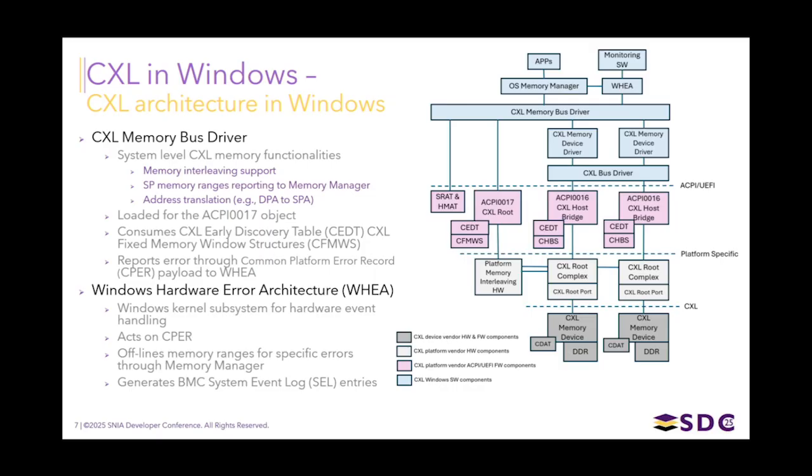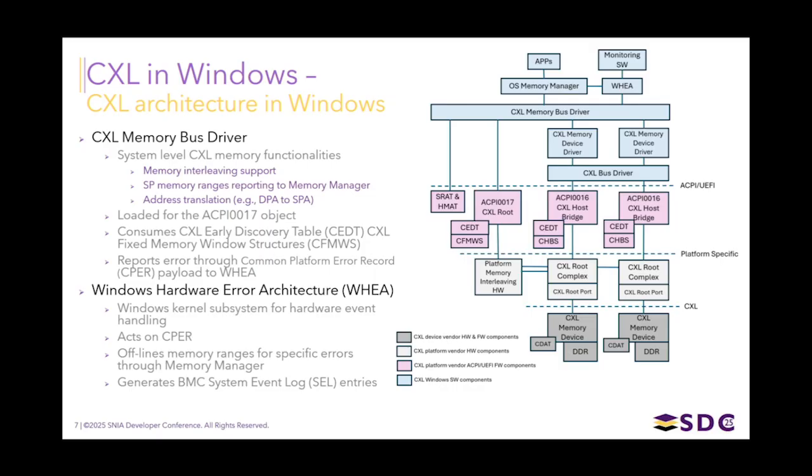It handles our device physical address, DPA, to system physical address, SPA, translation. So anytime we get memory-level events from the device that have a DPA associated with them, this memory bus driver is going to be the one that translates that into a system physical address that the rest of the system can understand and act on. So it consumes those tables. And so it's going to report errors.